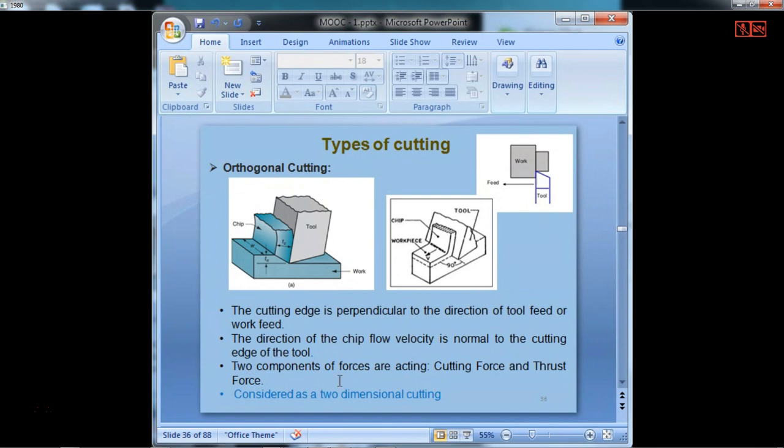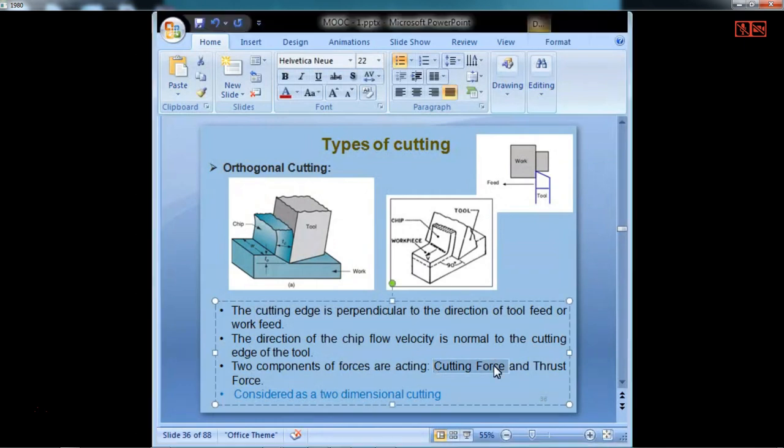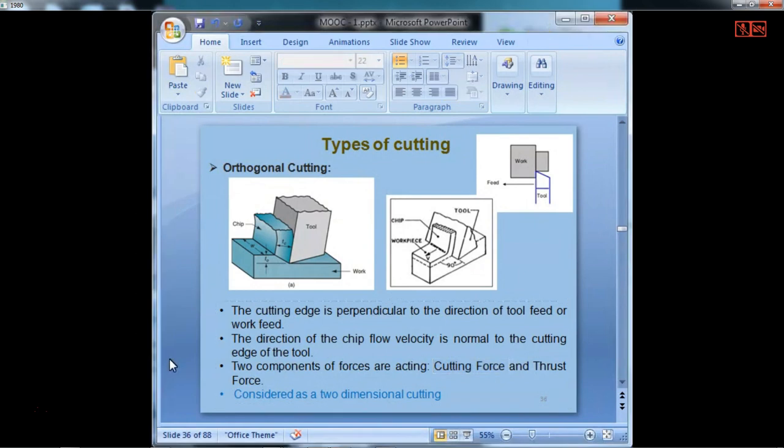Then here we have two components of the forces which will come into picture. One is the cutting force and the other one is the thrust force. In this direction is the cutting force, and in this direction it is the thrust force. So we only have two forces which will come into picture, and the primary cutting force is this cutting force. Then the thrust force is the secondary one.